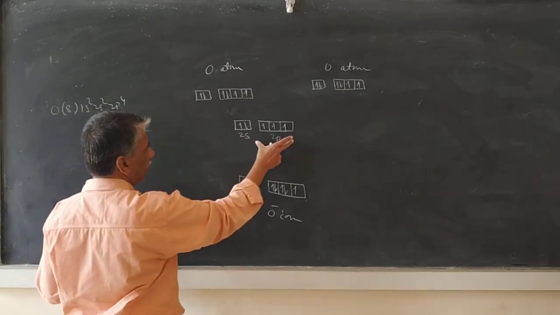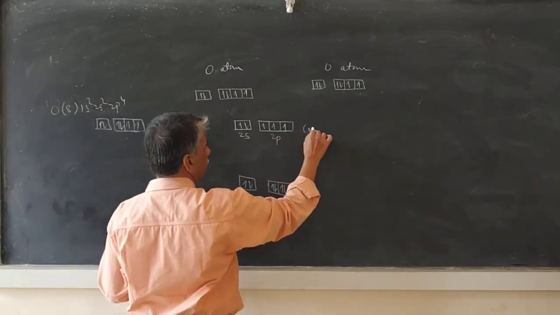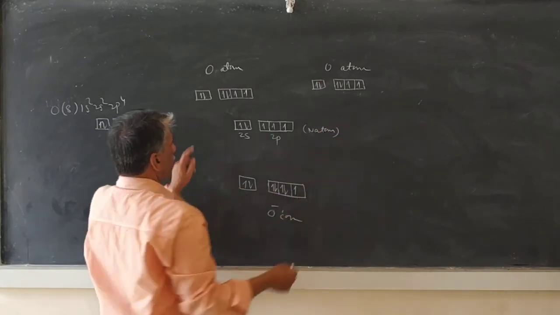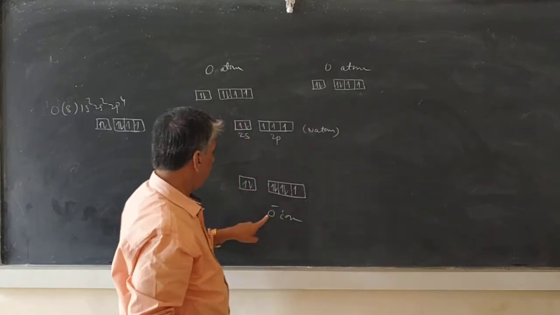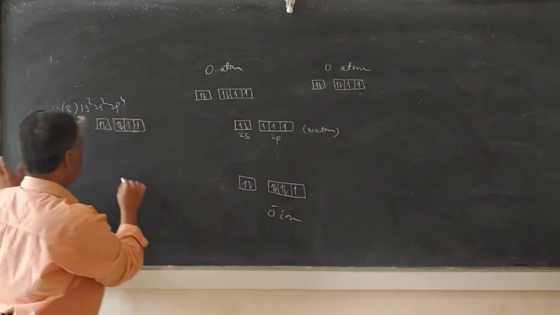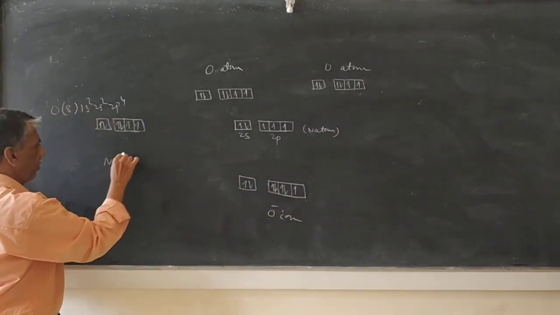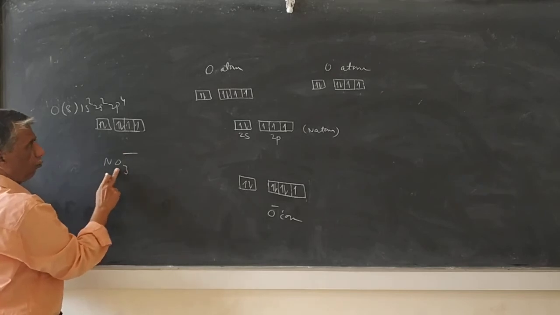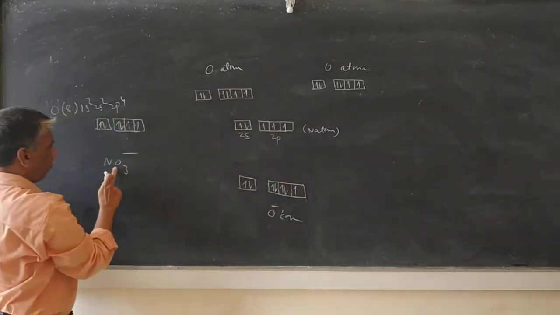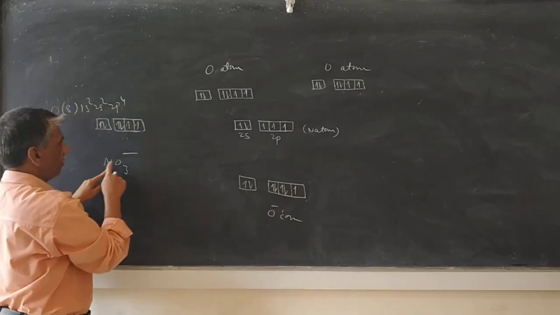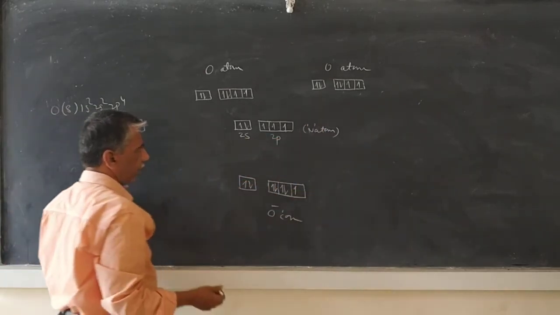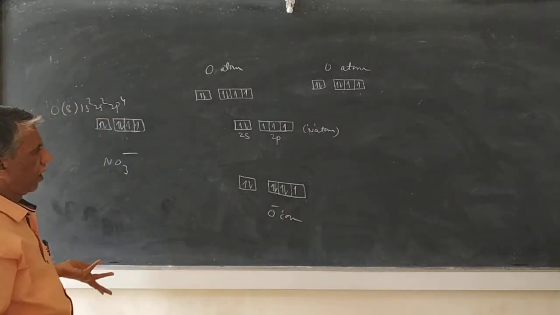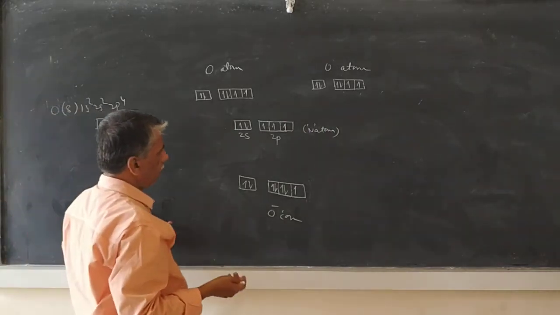This is the electronic configuration of the nitrogen atom. This is the electronic configuration of the oxygen atom, another oxygen atom, and the O minus ion. We have three. So in NO3 minus, we have two oxygen atoms and one O minus ion. This is the central atom, the nitrogen atom.